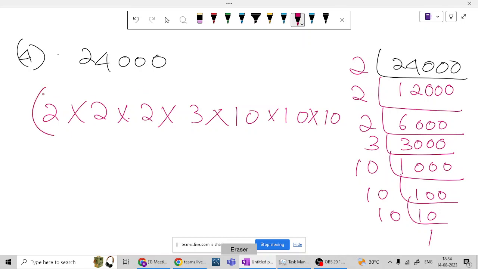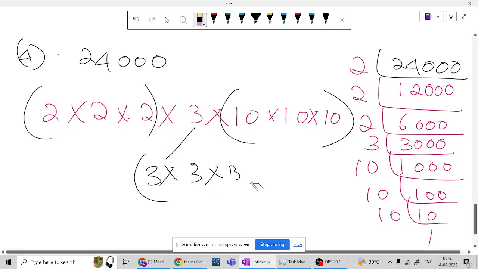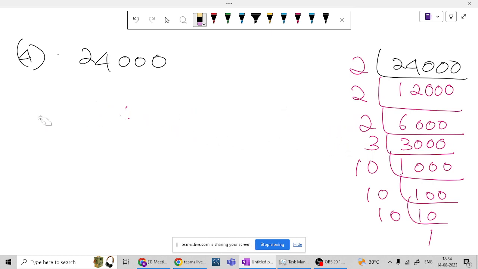This 3 forms one pair, right? Is it a perfect cube? No, sir. 3 is missing. 3 has only 1. How many times does it have to be present? 3 times. Only one 3 is there. It's present only once. So 24,000 is not a perfect cube.